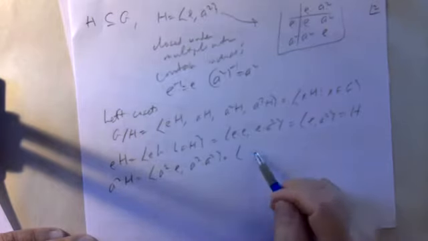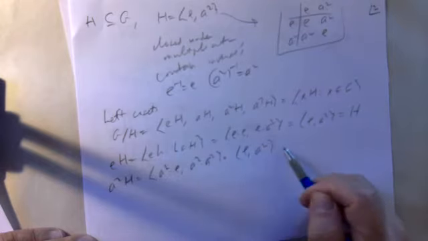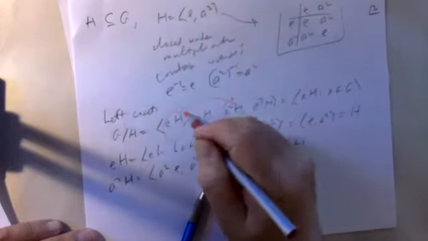A squared times E is A squared. A squared times A squared, A to the fourth, is E. So this is also equal to H. So these two left cosets are the same, and they equal H.